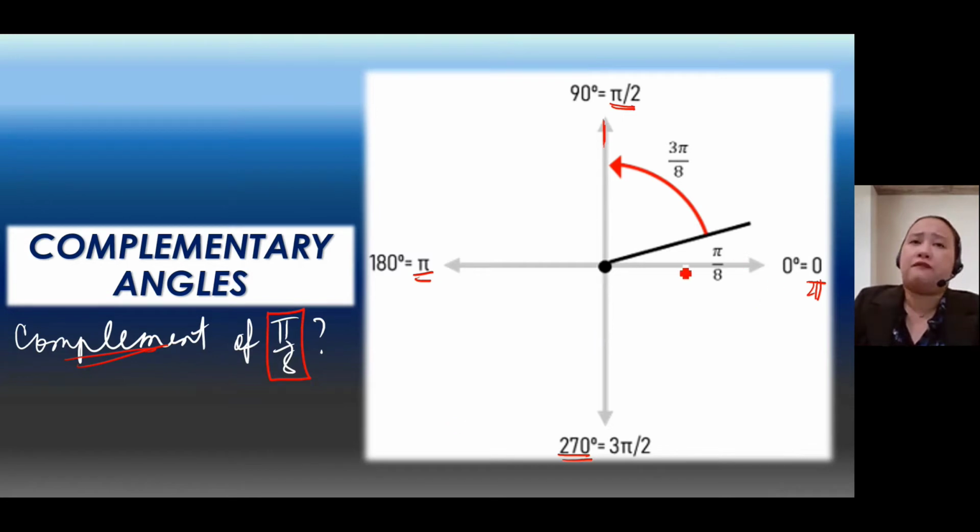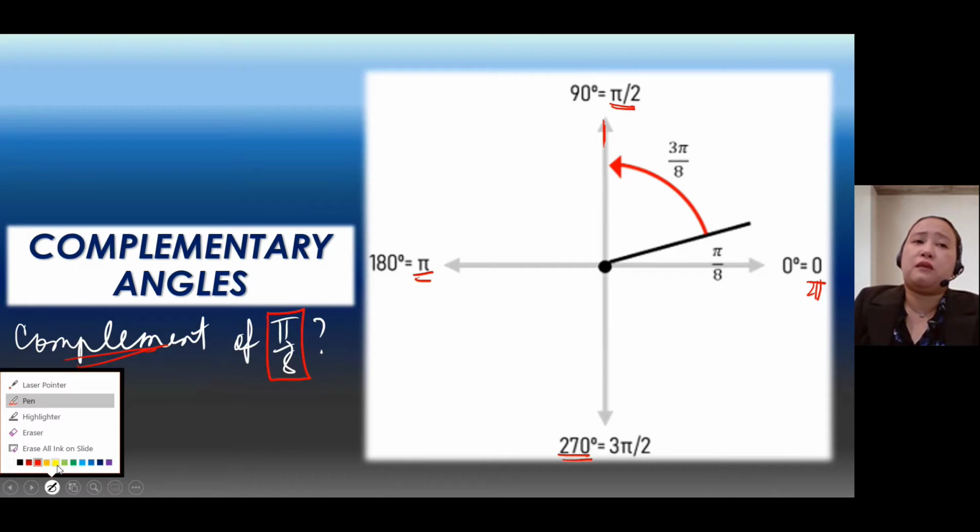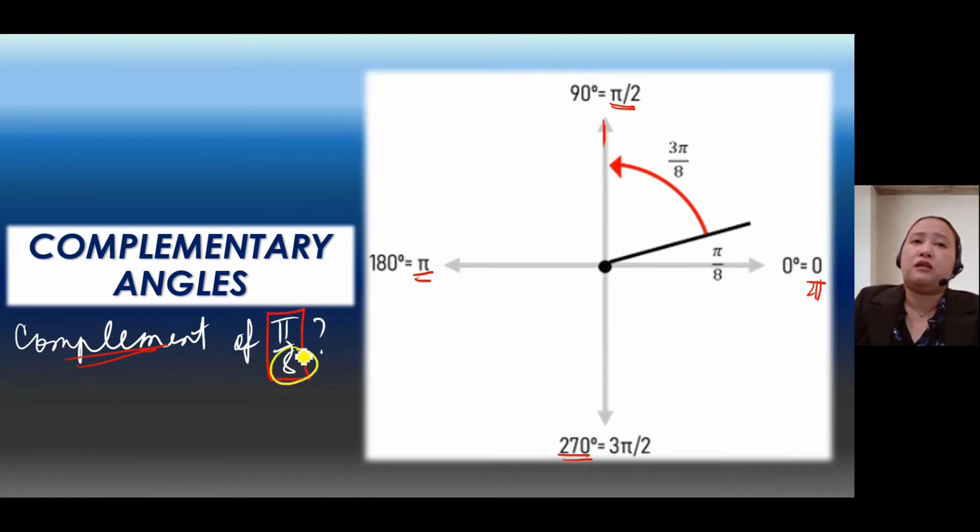So if you're going to graph, how can you be able to graph? You take a look at the denominator. The denominator of the fraction is 8. This means that you are going to divide the pi, from 0 up to pi, into 8 portions. You divide the upper portion, you consider just the half because you need the complement.